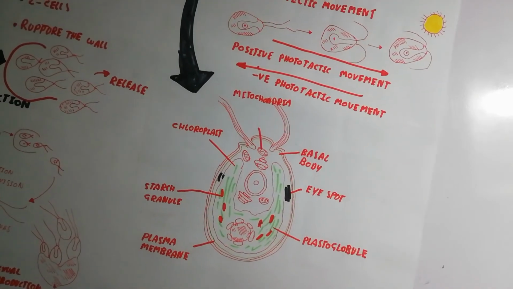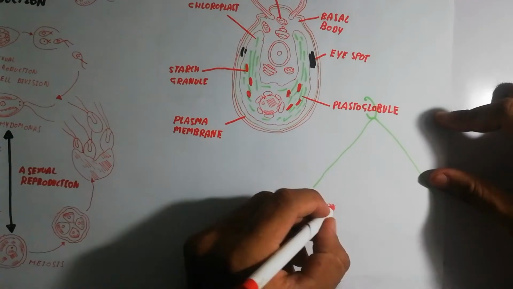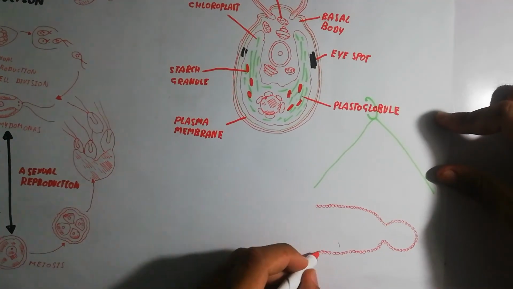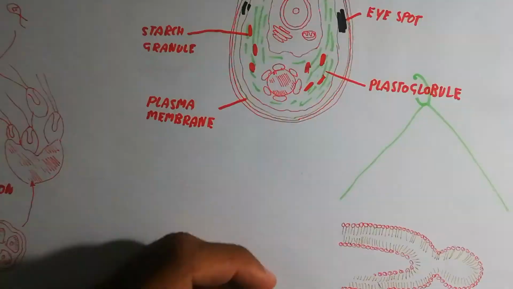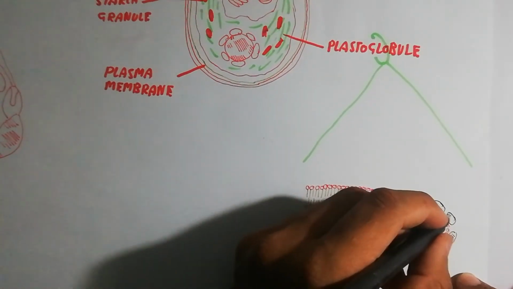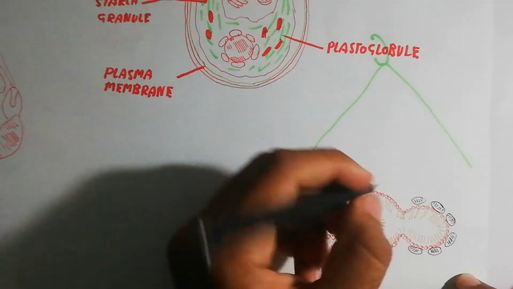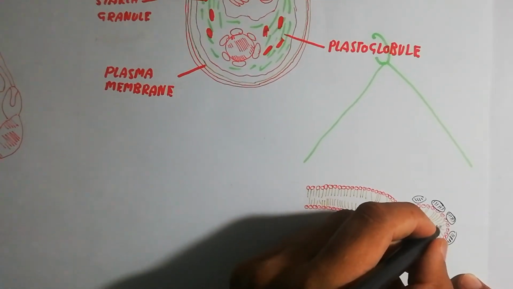Here is the basal body, and the eye spot is the black color shown in the figure. That black eye spot is used for phototactic movement, and phototactic movement is important to detect the light for photosynthesis, and photosynthesis is necessary for the autotrophic lifestyle.